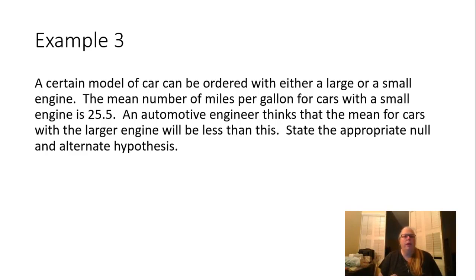Example 3. A certain model of car can be ordered with either a large or a small engine. The mean number of miles per gallon for cars with a small engine is 25.5. An automotive engineer thinks that the mean for cars with the larger engine will be less than this. State the appropriate null and alternate hypothesis.